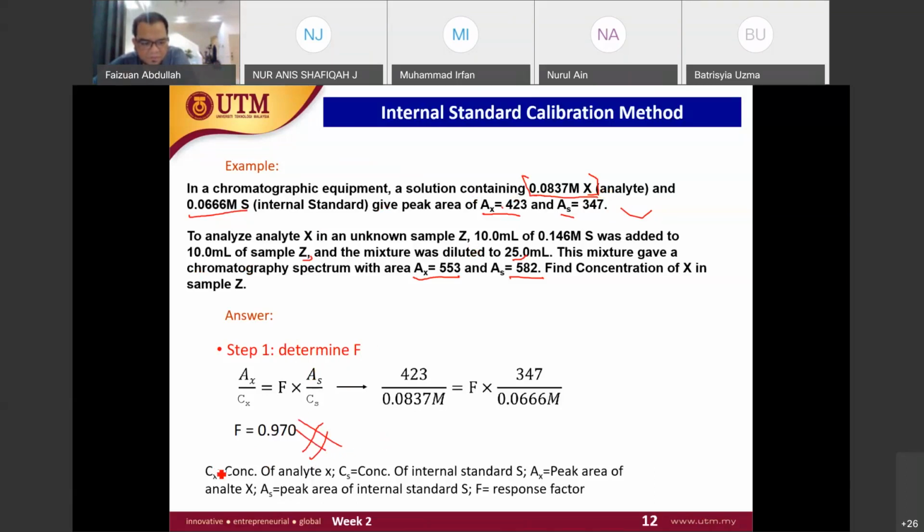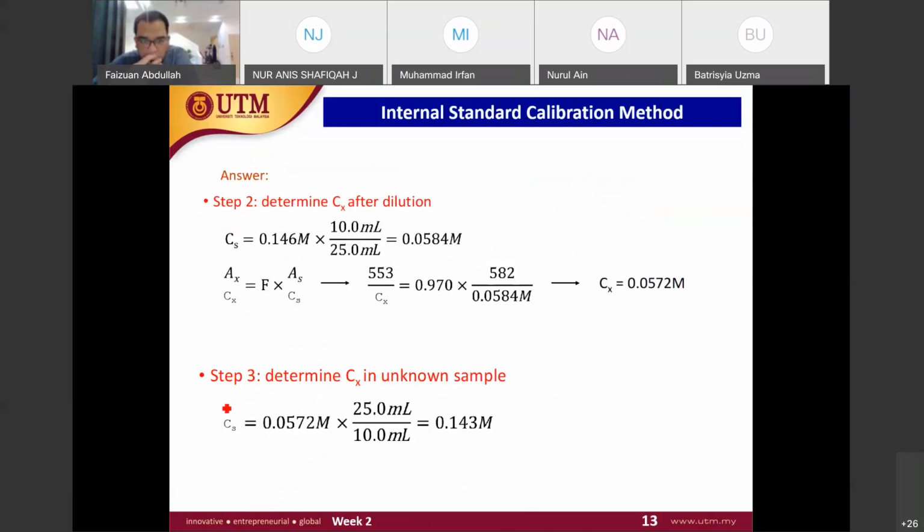Remember, Cx is the concentration of analyte X, and Cs is the concentration of this internal standard. Ax is the peak area of analyte X, and As is the peak area of internal standard S, and F is the response factor. Now we have the response factor value. Okay, go to step 2.